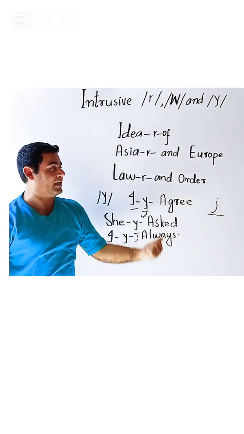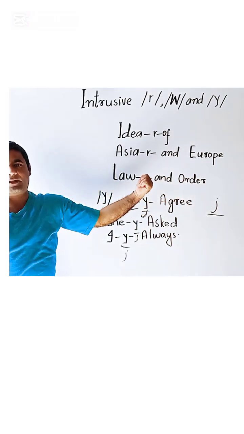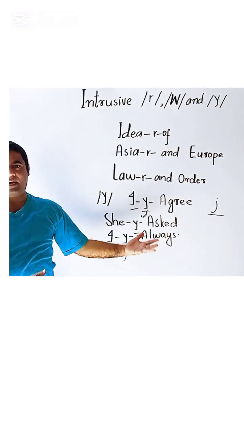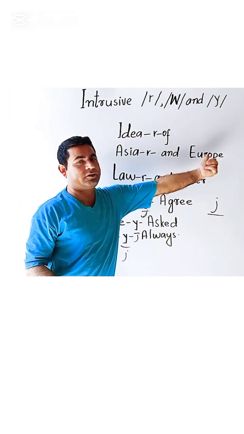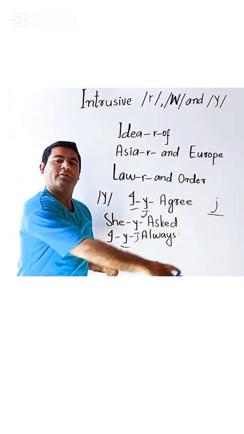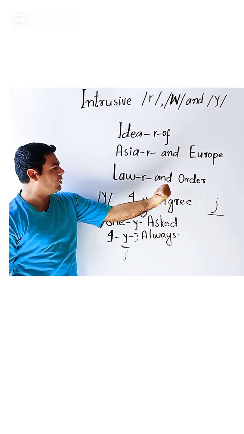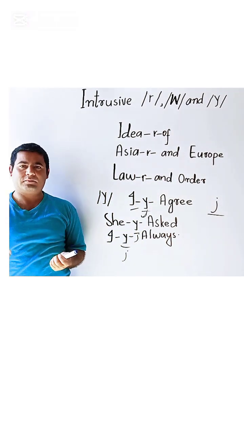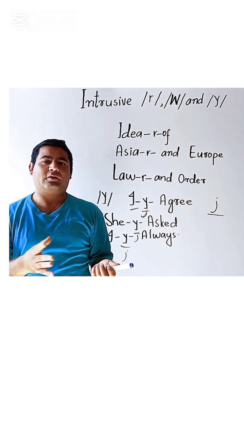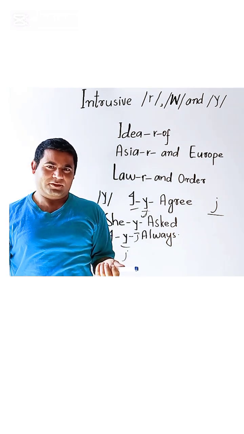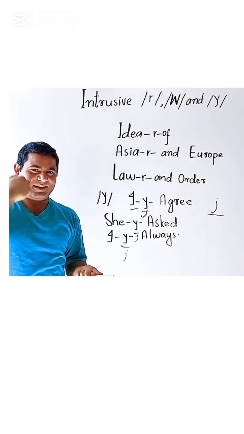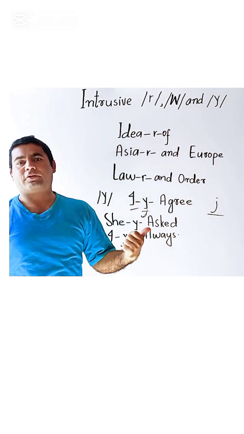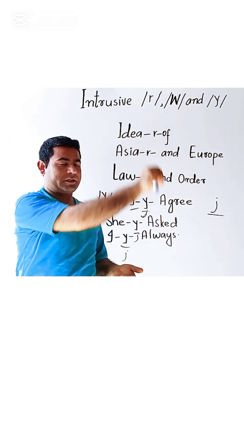Asia and Europe. We can't say "Asia and Europe" in flow. You try to say that, you won't be able to. But when you say "Asia rand Europe," there is fluency in your speech. Law and order. If you are a new student, practice with me. Law and order. You can't say it faster; you'll feel the gap there. But when you bring the r sound in, "law rand order," there will be fluency in your speech.